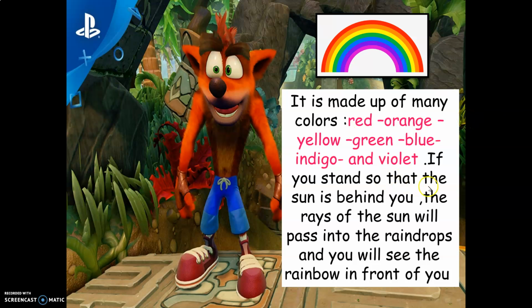If you stand so that the sun is behind you, the rays of the sun will pass into the raindrops and you will see the rainbow in front of you. Again, girls, there are 7 colors in the rainbow. What are they? Red, orange, yellow, green, blue, indigo, and violet.